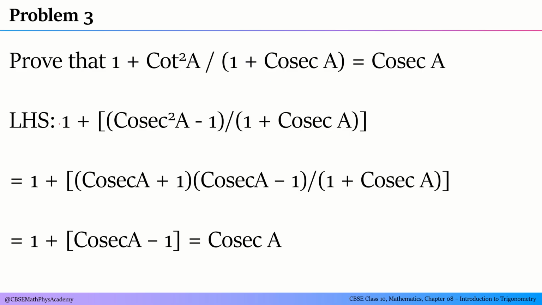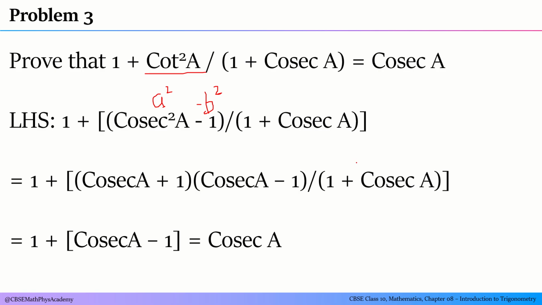Here I am starting with the left hand side. 1 plus trigonometric identity 3, I am going to substitute here: cosec square a minus 1 divided by 1 plus cosec a. And this I am again going to decompose using the a square minus b square formula. This is 1 plus cosec a into cosec a plus 1 into cosec a minus 1.